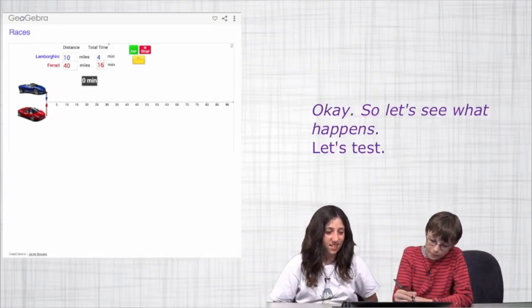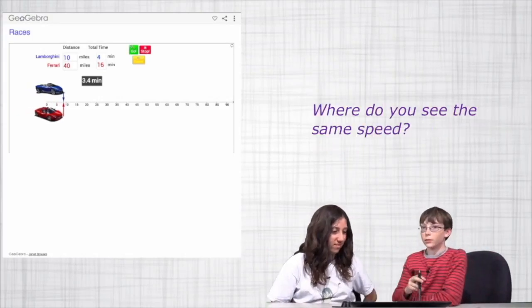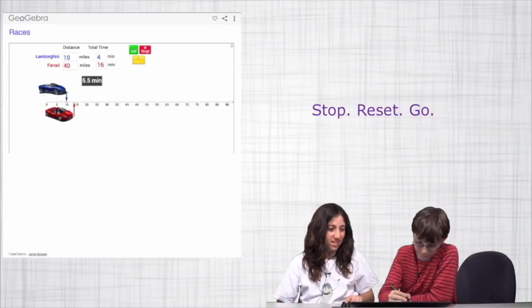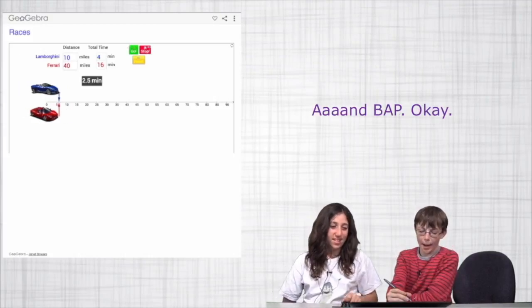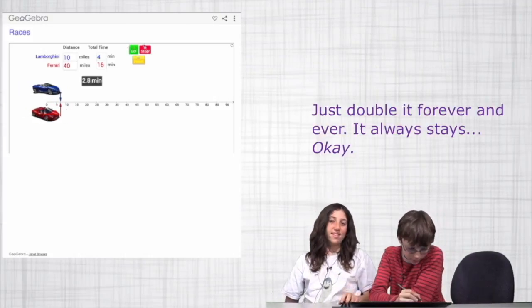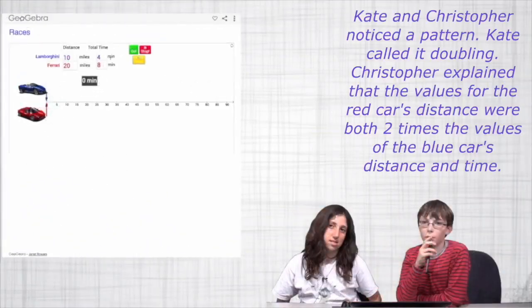Let's see what happens. Can you put the pen down for it? Where do you see the same speed? Stop, reset, go, and tap. Okay. You could just double it forever and ever.